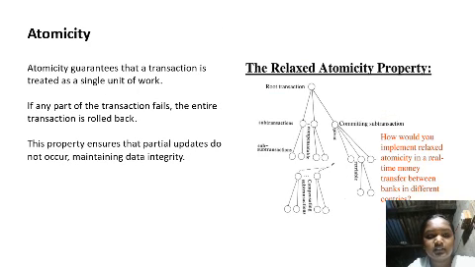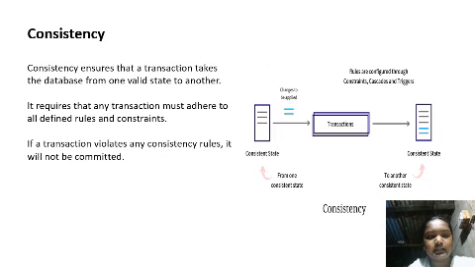Atomicity. Atomicity guarantees that a transaction is treated as a single unit of work. If any part of the transaction fails, the entire transaction is rolled back. This property ensures that partial updates do not occur, maintaining data integrity.